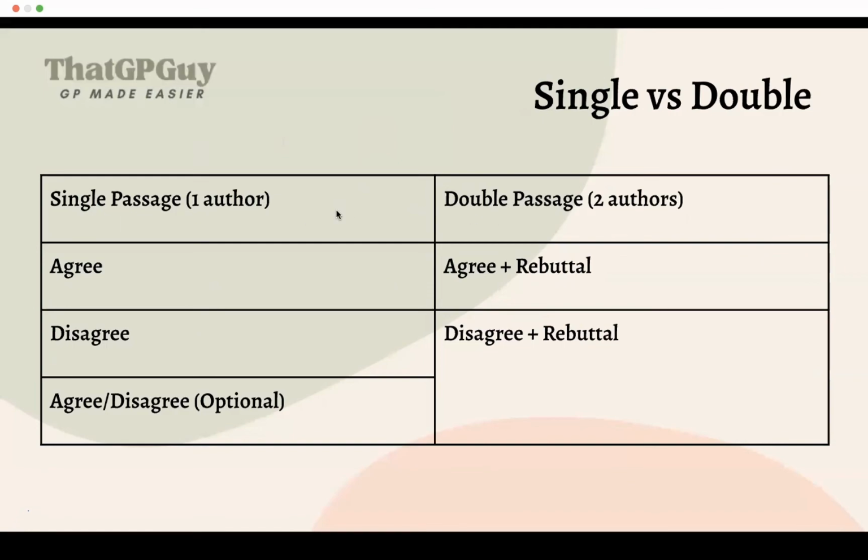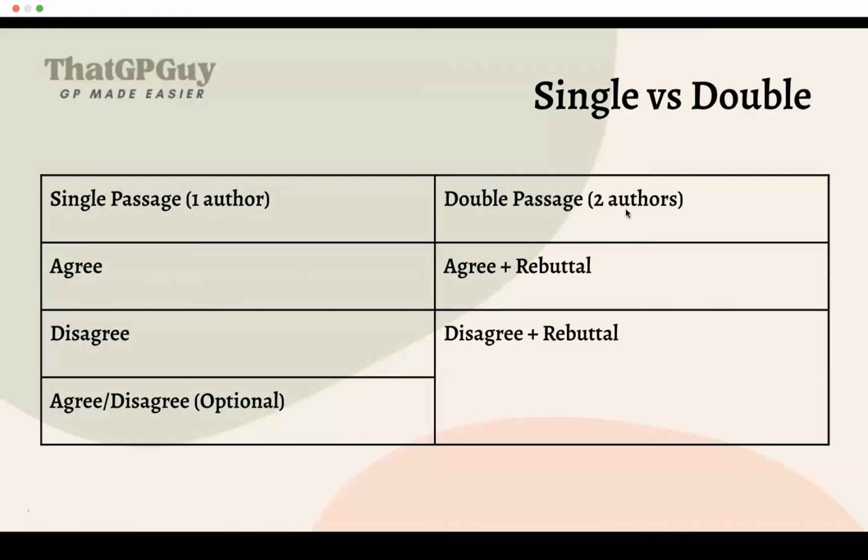For single passage, it is very straightforward: just 2 paragraphs minimum, agree and disagree. Okay, and there's a third paragraph if you're fast enough, you can go for it, but I think it's fine if you write 2 lah. That's the bare minimum. Double passage is where you have 2 authors.